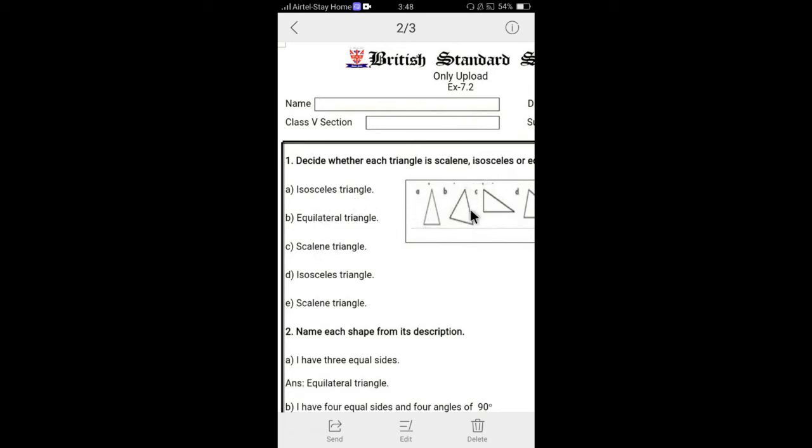Coming to B. If we measure the B triangle, you can see that there are three sides, and all sides are equal. Whenever all sides are equal, we decide it's an equilateral triangle. If we see C, in the C triangle, three different sides make this triangle. So we can say that this is a scalene triangle.